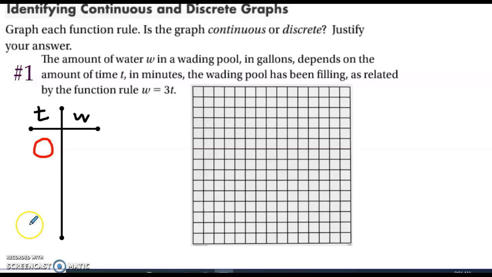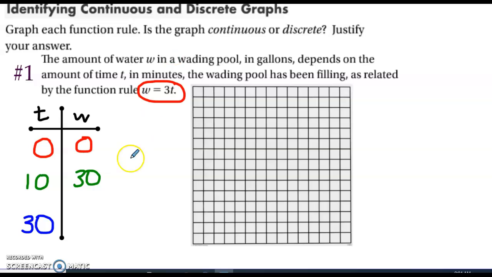So I'm going to say the most I'm going to spend is, I don't know, 30 minutes filling up my wading pool. So then I'm going to pick something in between. I'm going to go with a pretty 10 minutes. So I can't do negative minutes, so that's why I don't have any negative numbers here. So from 0, if I plug in 0, 3 times 0 is 0. When I plug in the 10, 10 times 3 is 30. When I plug in 30, 30 times 3 is 90.